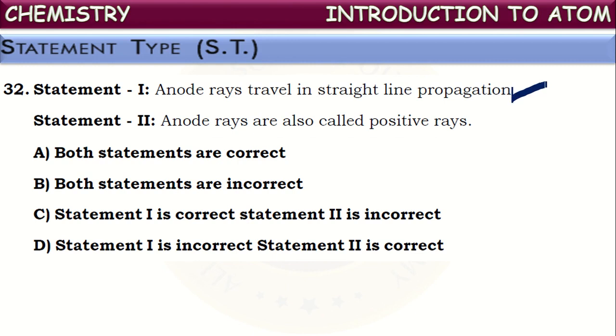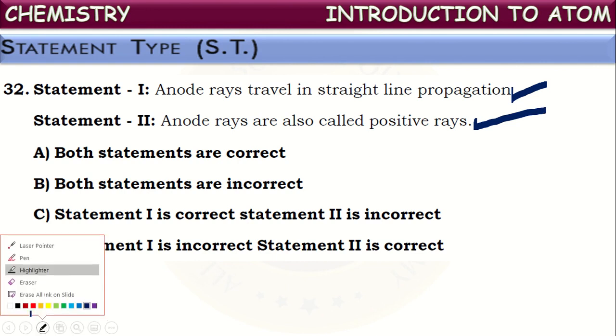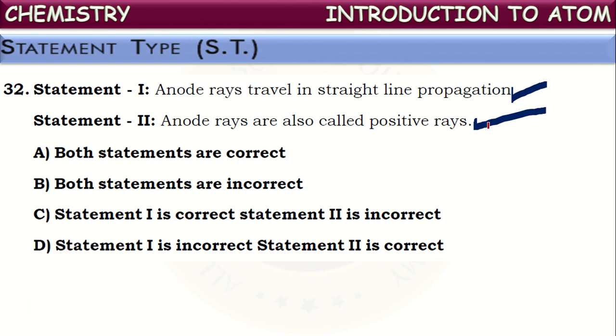This is true. Next, anode rays are also called positive rays. Yes, anode rays carry positive charge. That's why they are also called positive rays. We know that out of all kinds of anode rays, the smallest particles are called protons. Anyhow, all anode rays are positively charged particles, so they are also called positive rays. What will be the correct answer? Both the statements are true. Here it is. Okay, next one.